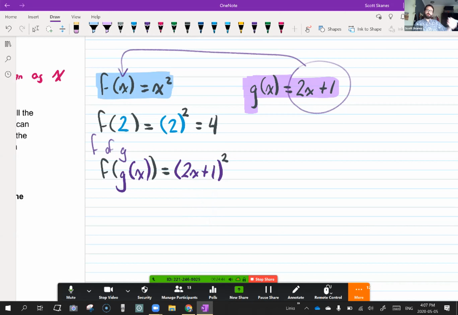So anyway, this would be what we get. And if we simplify this, it would be 4x squared plus 4x plus 1. So what a composite function is: we have one function with x's in it. We take the other function and we put it in, replacing all the x's. Is there anything I can clarify before I do a few examples on this?